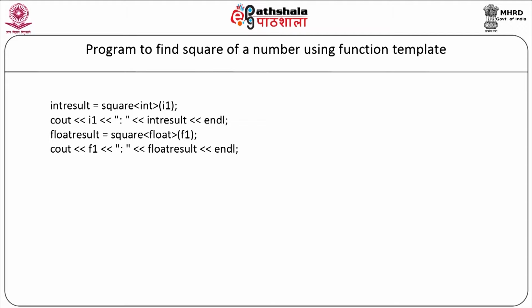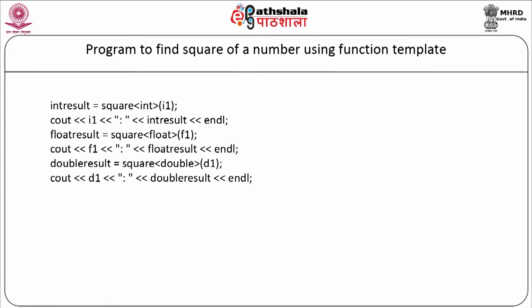cout << "f1: " << float result << endl. Double result = square<double>(d1); cout << "d1: " << double result << endl. Integer result = square of i1. cout << "i1: " << integer result << endl. Now the program will end.